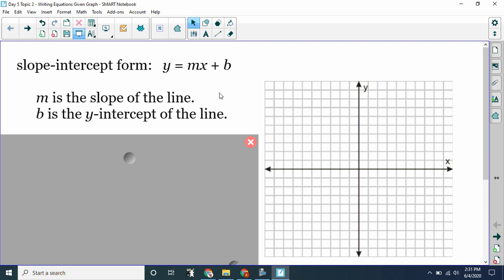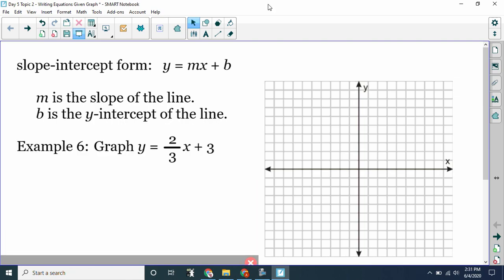M is slope. We defined that in the first video today, the first topic. B is the y-intercept. Remember, our x-axis is the one that goes from side to side. Our y-axis is the one that goes up and down. The y-intercept is where this line is going to cross our y-axis.